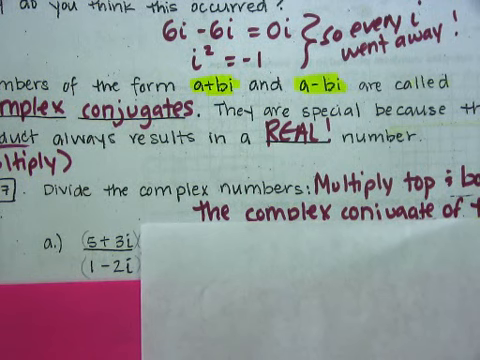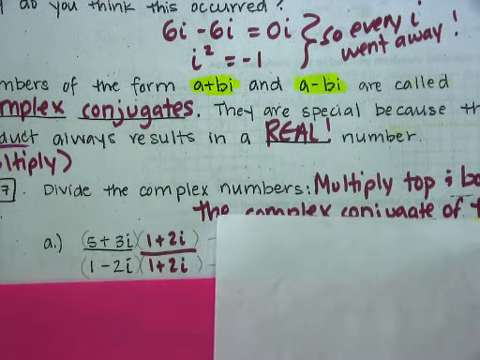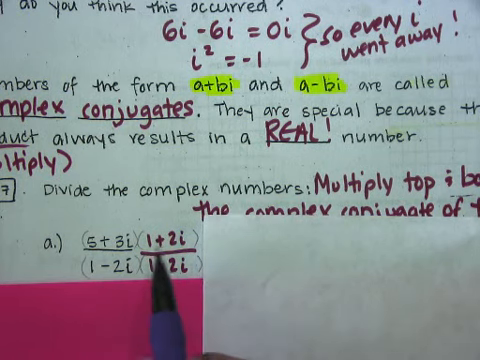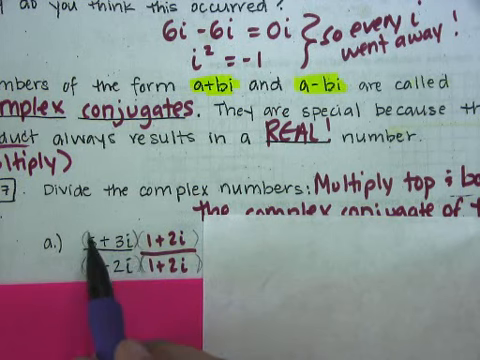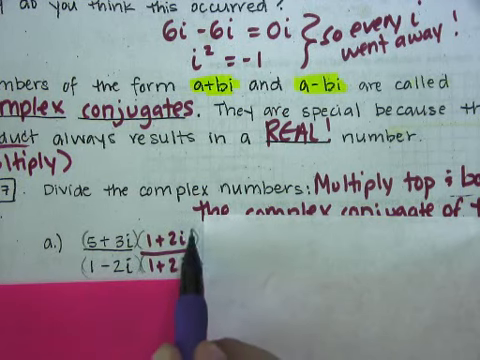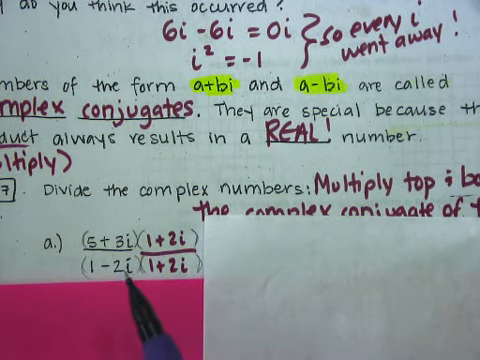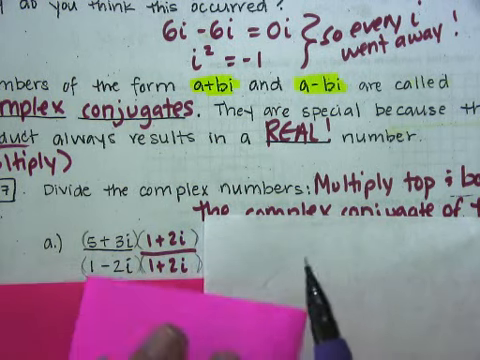So hopefully what you just wrote down was 1 plus 2i. That's the complex conjugate of the bottom. And we're going to have to multiply the entire bottom by that, so you'll notice I put parentheses around both numbers here. And then we have to do the same thing. We multiply the top by 1 plus 2i, so I put parentheses around the top here as well.